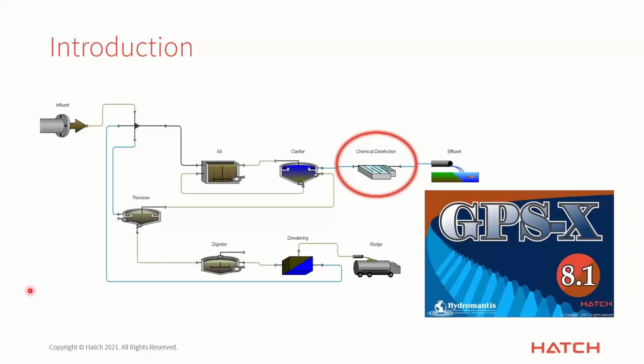Okay, so just for a bit of an introduction, this is a GPSX layout shown here of the conventional activated sludge process with a chemical disinfection unit or object highlighted there in red. So basically today's webinar is going to focus on what goes on inside that object. That is the disinfection model that we actually have in GPSX. And a lot of the things that I talk about today are actually new in our new version of GPSX, GPSX 8.1. Such as the dechlorination reactions and the nitrate addition to the breakpoint chlorination reactions.